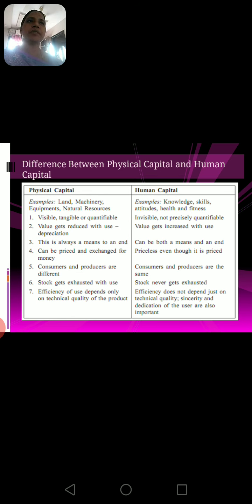Physical capital consumers and producers are different. In human capital, both consumers and producers are the same. Physical capital stock gets exhausted with use, but human capital stock never gets exhausted. Physical capital efficiency of use depends only on the technical quality of the product, but human capital efficiency does not depend just on technical quality; the sincerity and dedication of the user are also important. These are the main differences between physical capital and human capital.